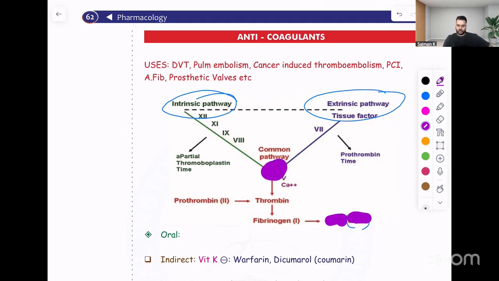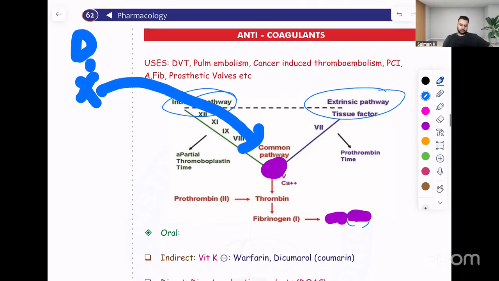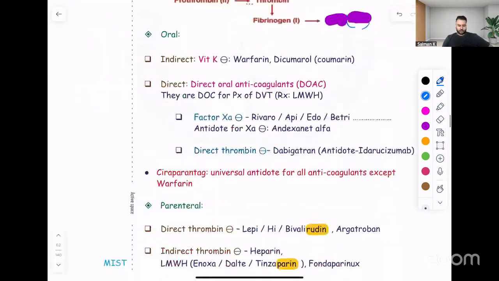What do you mean by indirect? There will be a drug that works here. The drug works here on this. This eventually works on this pathway, that is called indirect. So as I said, we got two things here. One is direct, another is indirect. Done. Let's move into the topics.